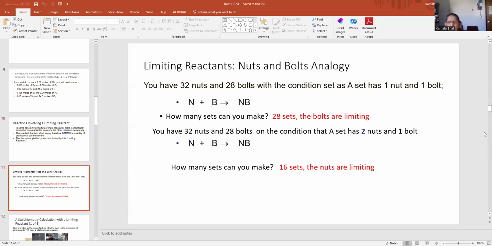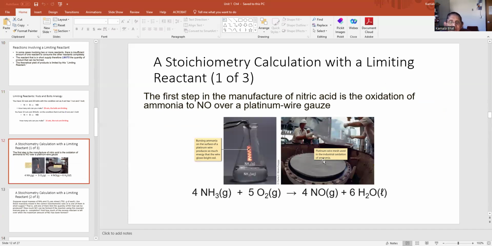And this can be equated to nuts and bolts. So you can go through this analogy to help you understand what we are trying to do. And this is another stoichiometric calculation using a limiting reactant. Here, this is the manufacture of nitric acid, which is the process of oxidation of ammonia to NO, nitric oxide. So 4 moles of ammonia reacts with 5 moles of oxygen to give you 4 moles of nitric oxide and 6 moles of water.